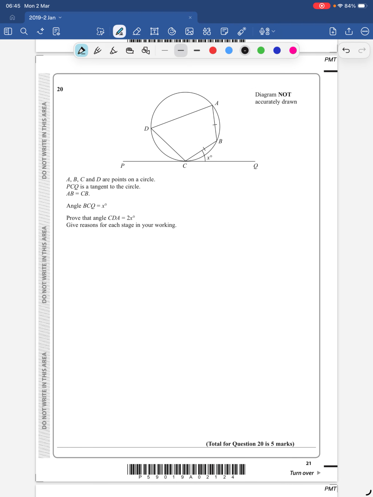Okay, obviously circle theorems question. We are told that we've got points on a circle, that's fine. PCQ is tangent to the circle. AB equals CB, so that means that we could have some sort of isosceles triangle going across here. Angle BCQ, this one down here, is x. Prove that CDA, that's this one, equals 2x, and give reasons for each stage of your working.